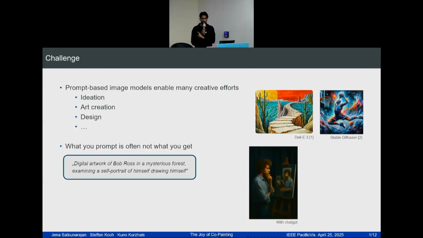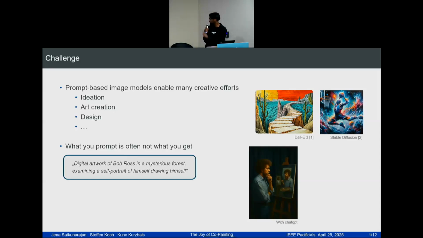To provide an example, this is one of many attempts of using ChatGPT to create an image of the famous painter Bob Ross in a mysterious forest, assessing a self-portrait of himself, drawing himself. So for one, we have this sort of recursive self motif, and on the other hand, we have the mysterious forest.